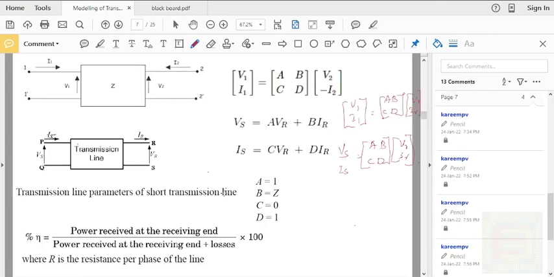And the percentage efficiency will be given by the power received at the receiving end divided by the power received at the receiving end plus losses. Here you can see that the denominator represents the sending end power, because the receiving end power plus the losses will give you the sending end power. So this ratio multiplied by 100 will give you the percentage efficiency of the short transmission line. Here you have to remember that R is the resistance per phase of the line, because you can represent the three-phase line in terms of the equivalent single phase representation or per phase representation.